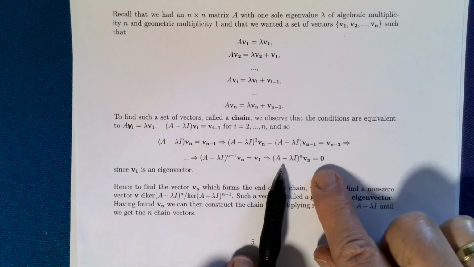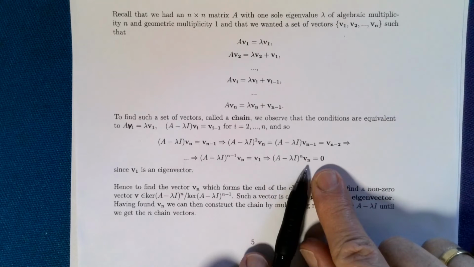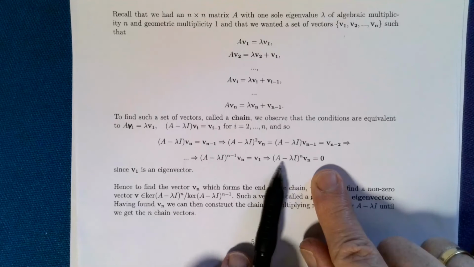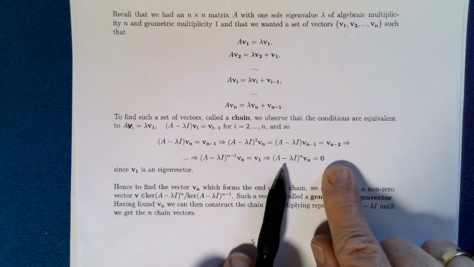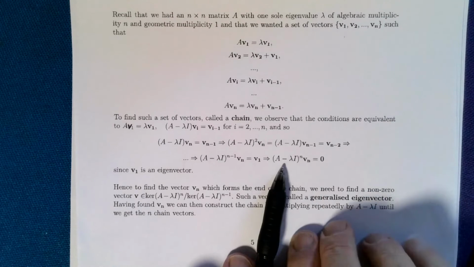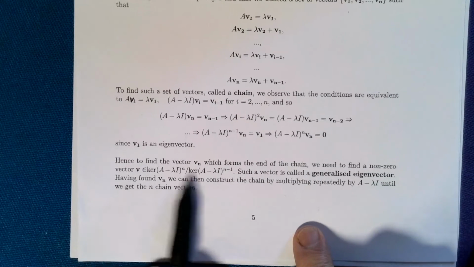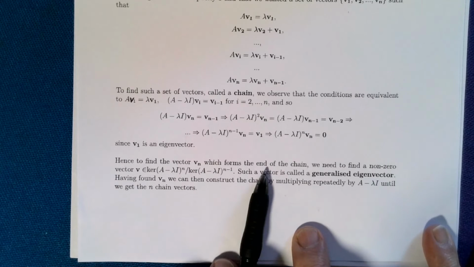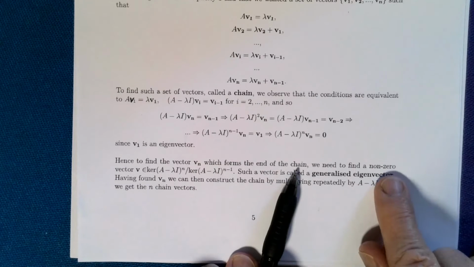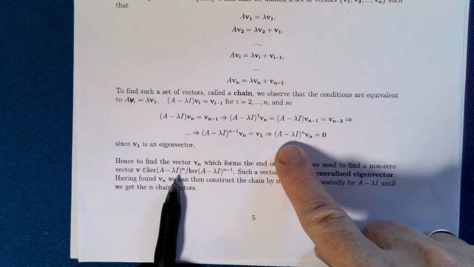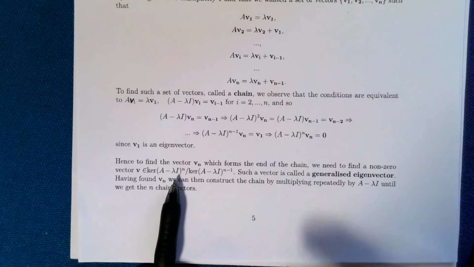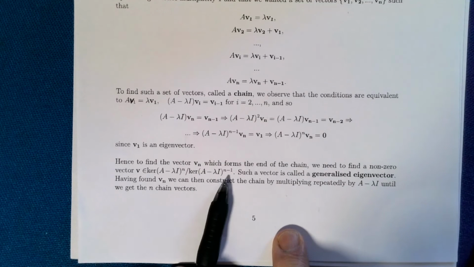Now just enjoy this last equation here. It tells me that this Vn is in the kernel of this matrix (A minus lambda I) to the n. When you multiply this by Vn, you get 0. So Vn belongs to the kernel of this matrix. Hence, to find the vector Vn, which forms the end of the chain, we need to find a non-zero vector V in the kernel of (A minus lambda I) to the n, but we don't want it to be in the kernel of (A minus lambda I) to the n minus 1.